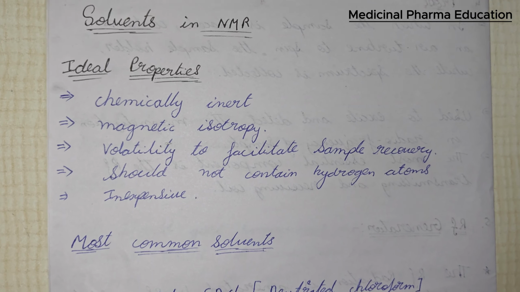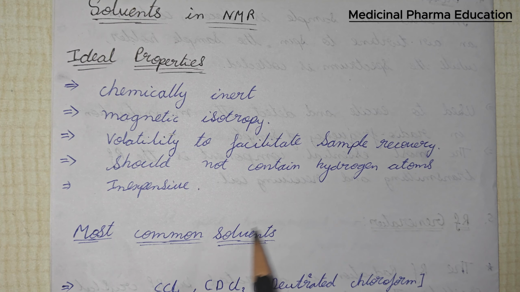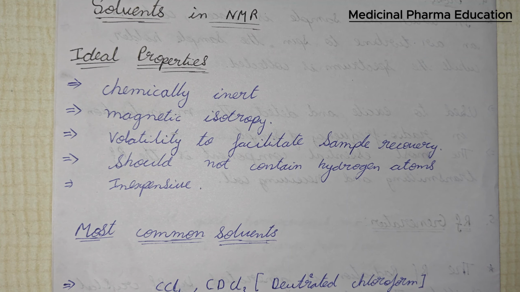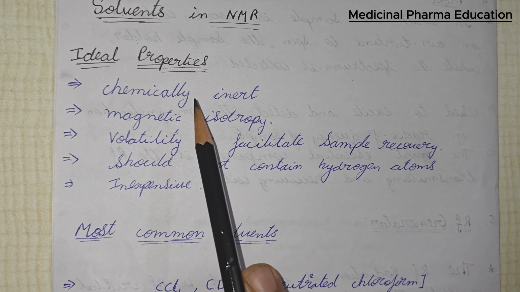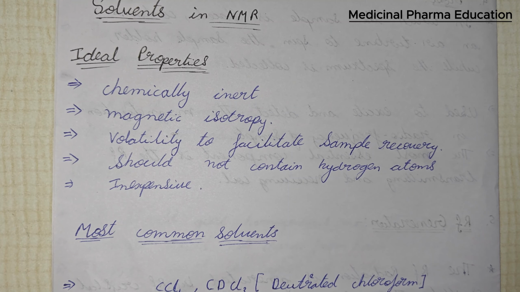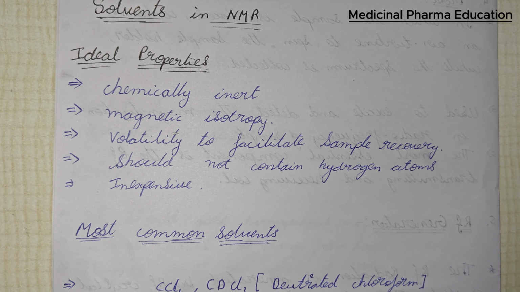Next, volatility to facilitate sample recovery. It means if the sample needs to be recovered, then the solvent should be volatile in nature, so that we can separate the solvent based upon the difference in the melting point or boiling point.